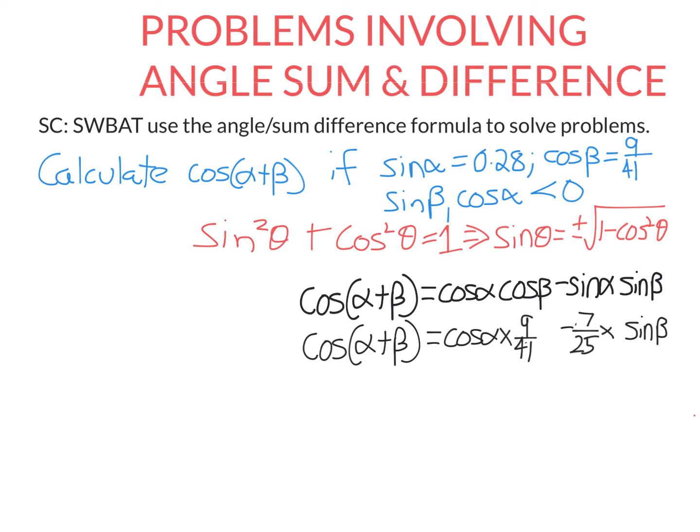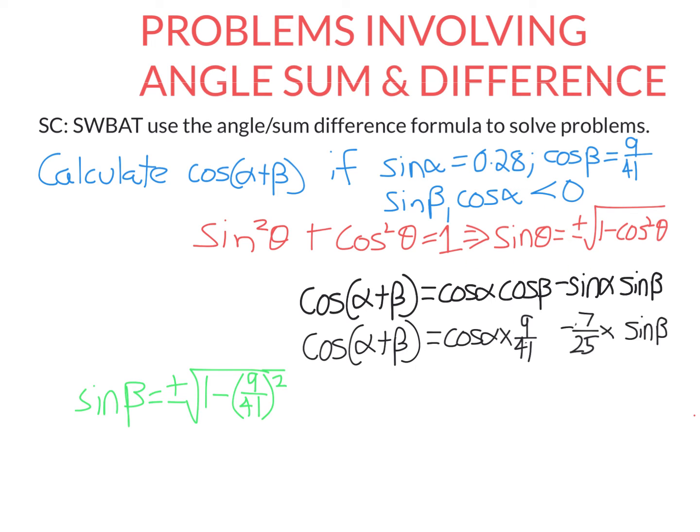So how can I calculate the values of cos alpha and sine beta? Well, I can use this equation here. This identity keeps coming up, the Pythagorean identity that sine squared theta plus cos squared theta equals 1. Now we can rearrange that equation to make sine theta or cos theta the subject. So that means if you have a value of sine theta or cos theta, you can find the other one by using this process here.